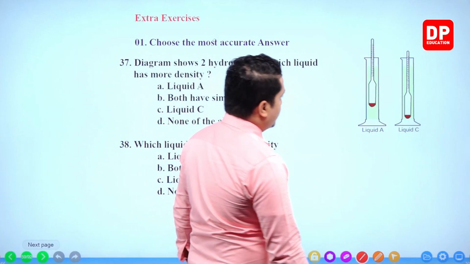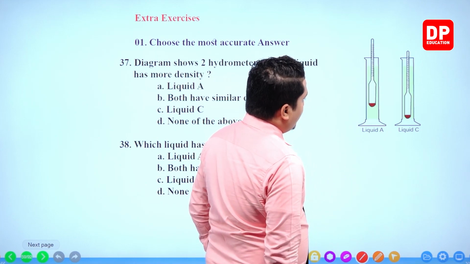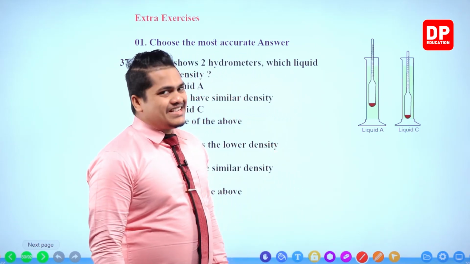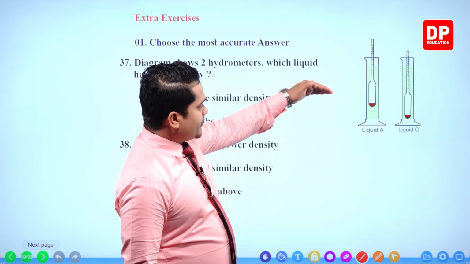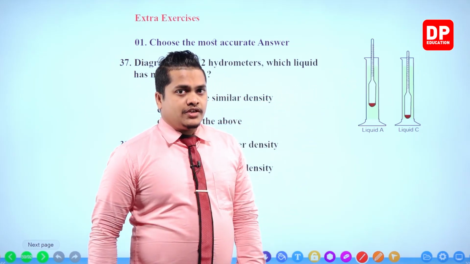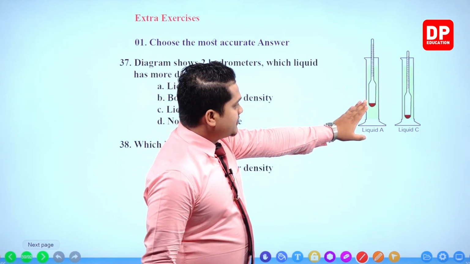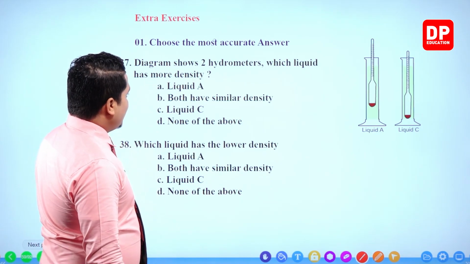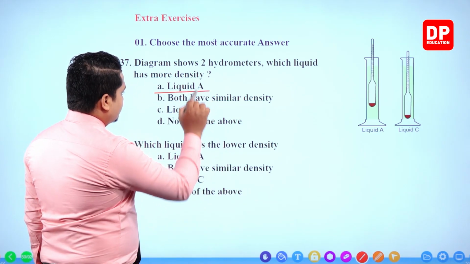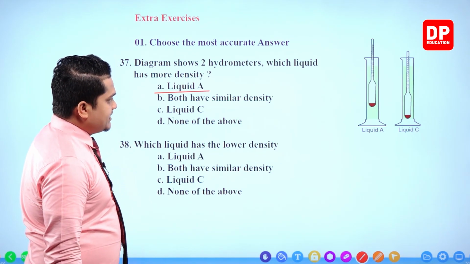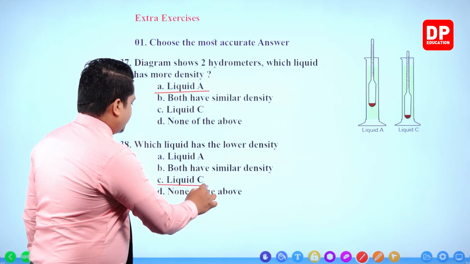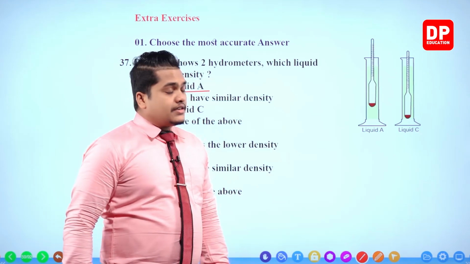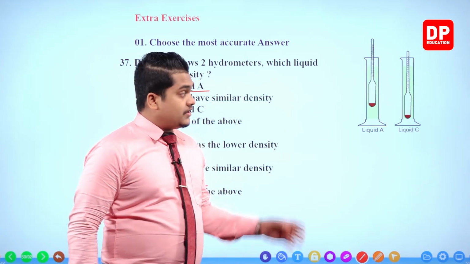Right. Diagram shows two hydrometers, which liquid has more density? So these are two hydrometers. You have to find out which one has the more density. So it's very simple. If one is having more density, then my dear children, more part of the hydrometer should float. So more part is floating in the liquid A. So liquid A has the higher density. Which liquid has the lower density then? Liquid C. Liquid C has the lower density because the greater part has sunk in the liquid given.